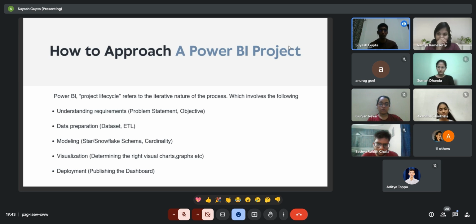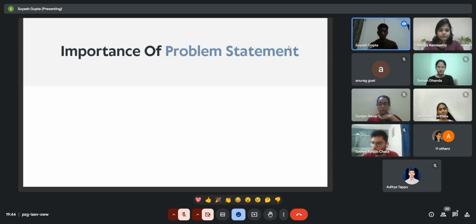And we will move further to visualization. Determining the right visual is crucial, and it helps us provide our findings to the stakeholders. And finally, deployment, publishing the dashboard for the end users. So these are the main points we should consider while approaching a Power BI project. So moving further, we will first understand the importance of the problem statement.